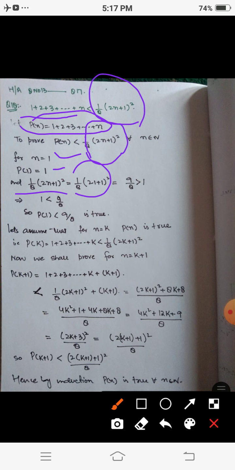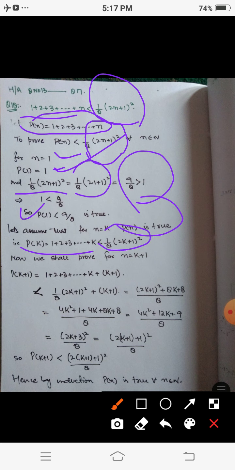Now the denominator of this is less than the numerator, so its value is greater than 1, or we can say that 1 is less than 9/8. But P(1) is 1, which implies that P(1) is less than 9/8. So the given statement is true for n equals 1. Now let's assume that for n equals k, P(n) is true, that is P(k), the sum of the first k numbers, is less than (1/8)(2k + 1)².